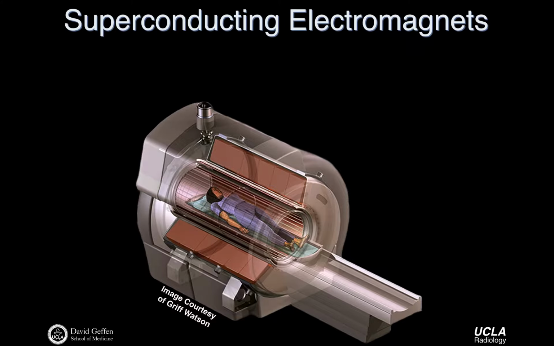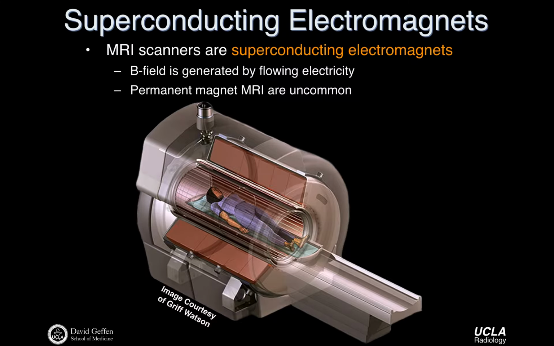Okay, so I've said it a few times already, but this is a superconducting electromagnet. This is another teardown of that. MR scanners are, of course, superconducting electromagnets. I think we can bang through them.